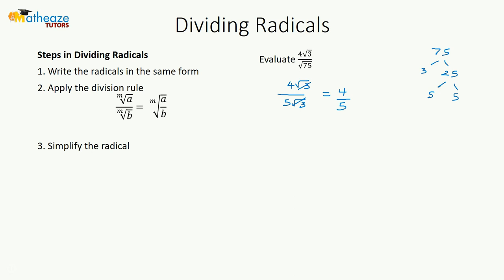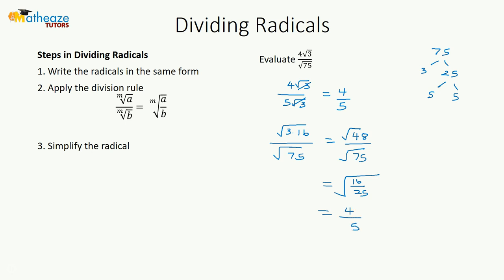Now let's attempt to use the other method. 4 square root of 3 is the same as the square root of 3 times 16, divided by the square root of 75, which is the square root of 48 divided by the square root of 75. When you simplify, you have the square root of 16 over 25, where the square root of 16 is 4 and the square root of 25 is 5. So either way, you get the same result.